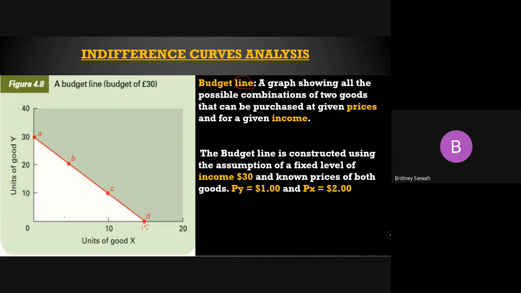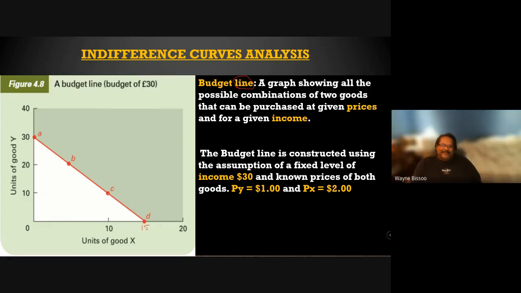Yes, sir. And let's look at point C here. If I'm at point C, I'm buying 10 units of good X, which is $20, and I'm buying 10 units of good Y, which is $10, which means I'm spending my $30 again. So it means that I can buy any combination along this line, and of course I can afford any combination behind this line here.